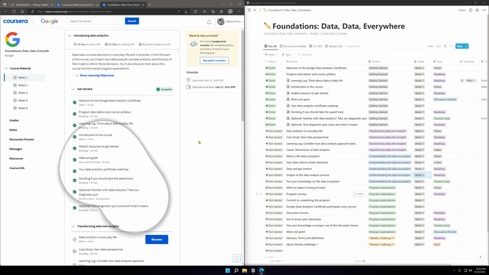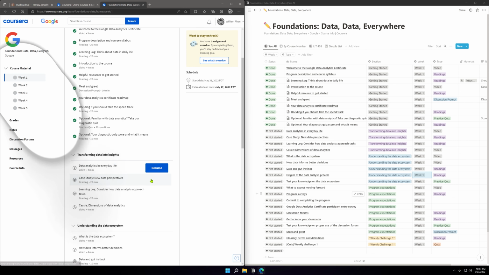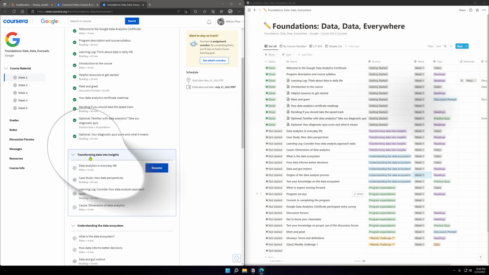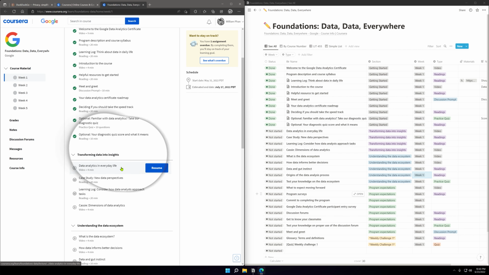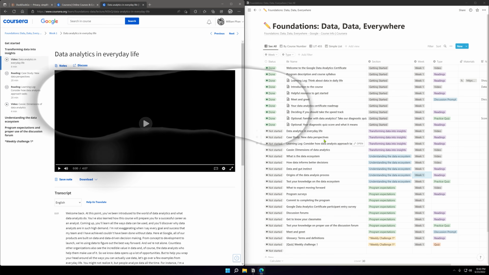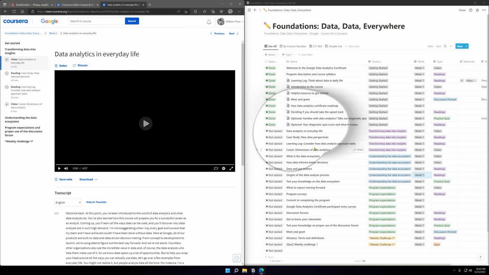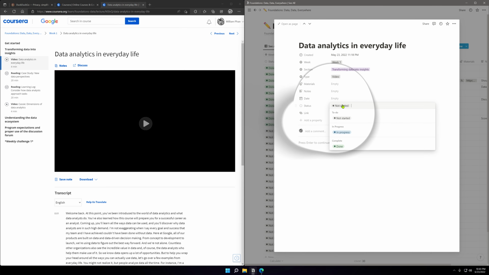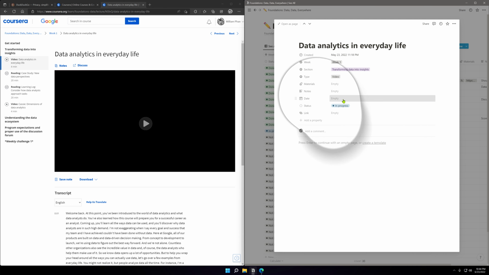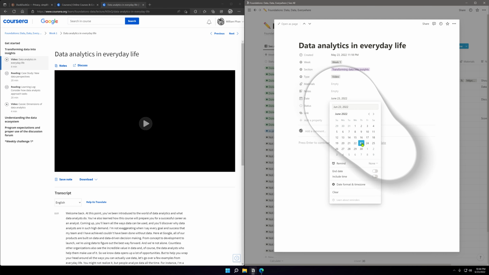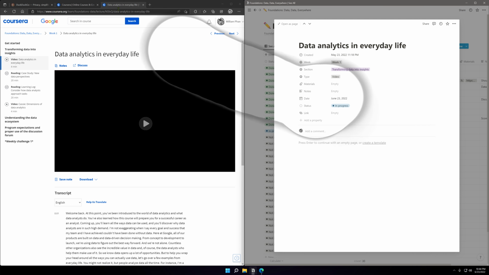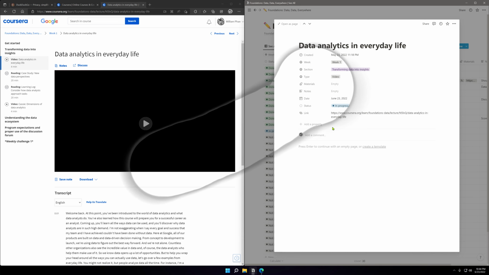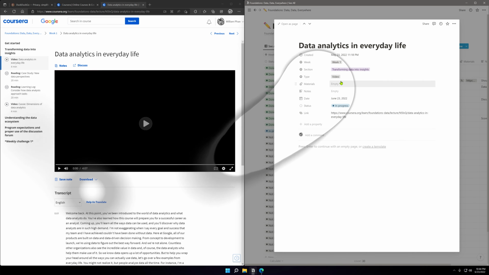All right, recording number 2. This is now week 1 and section 2, transforming data into insights. Here it is. So let's put this as in progress. Set it to today's date. Grab the link. I think there's any material.